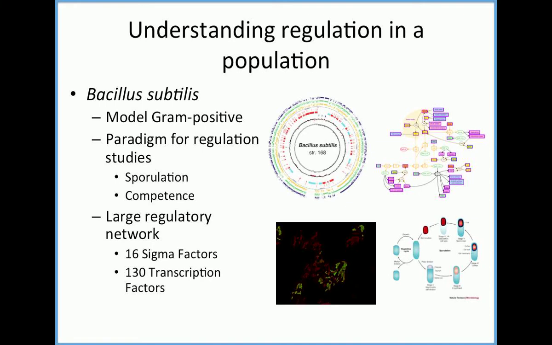I work on Bacillus subtilis, which is the gram-positive model organism. And it's become quite a paradigm for regulatory studies because it has these two very nice phenotypes of sporulation and competence. It has very large regulatory networks, including 16 sigma factors, 4 of which are involved in the process of sporulation, and 130 transcription factors, which can have a regulon of either one gene or several hundred genes.